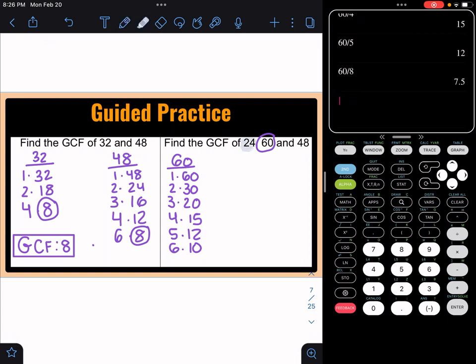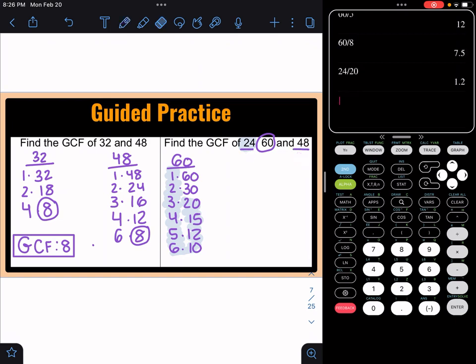Okay. Now, my smallest number here is 24. So I need to look at all the factors under 24. The ones that are over can't be a possibility because your GCF can never be bigger than a number. So let's start with 20. I'm going to try to divide both of these by 20. If they don't both work evenly, then it's not our factor. Nope, not going to be 20.